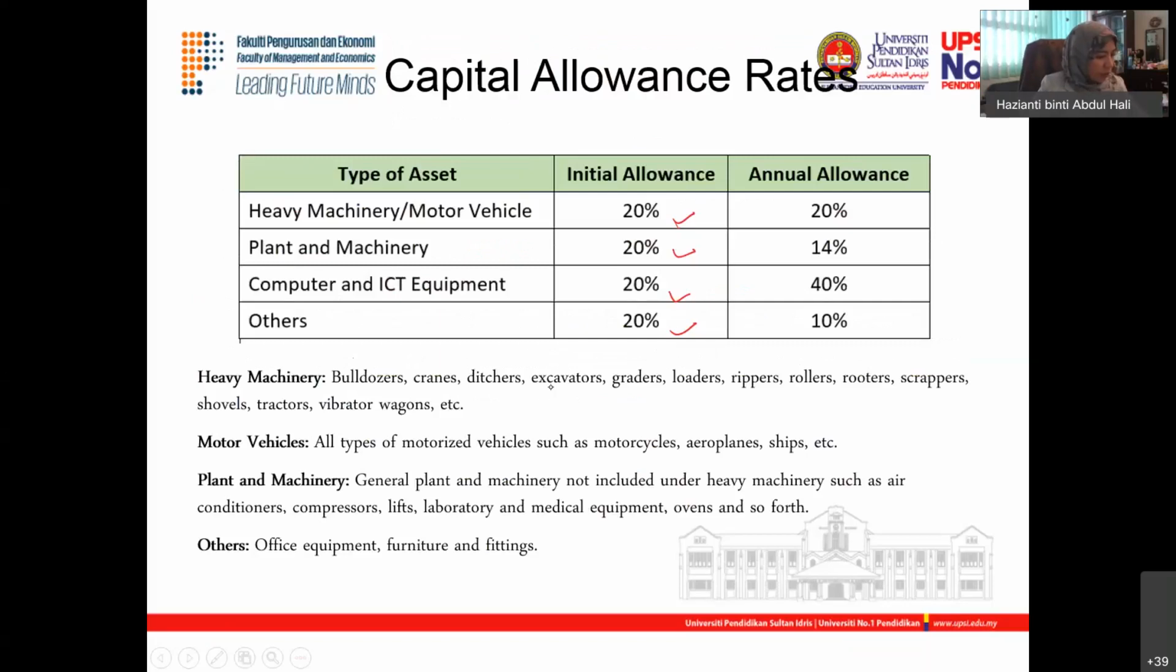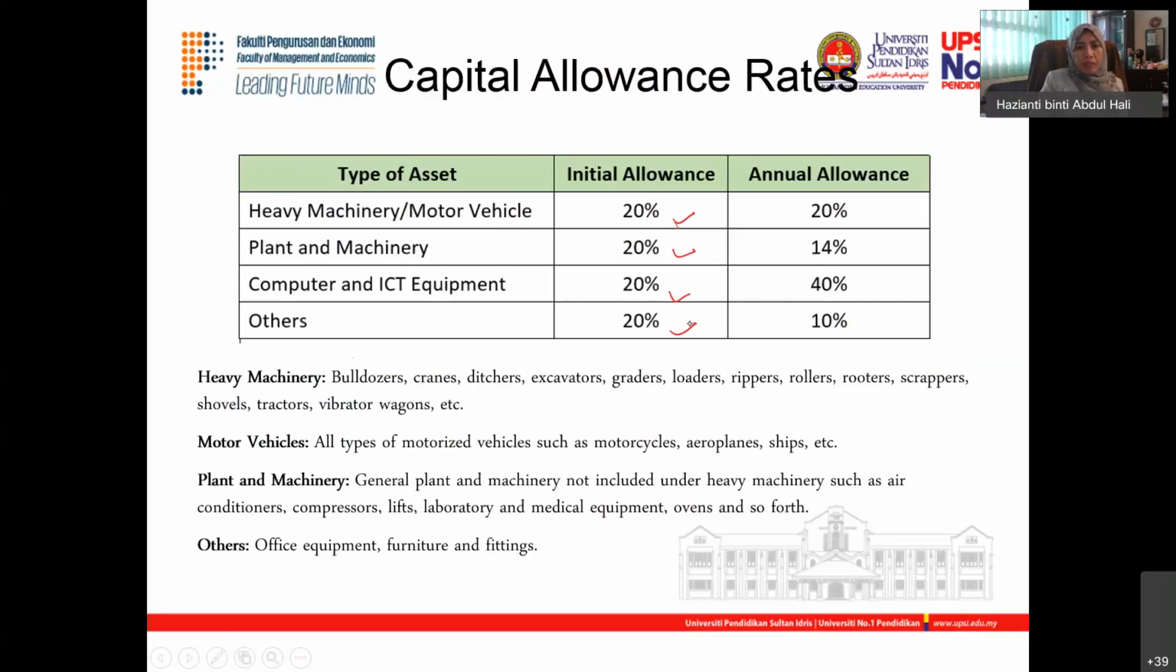Okay, so these are the types of assets. This is the general or standard asset that we commonly meet. Heavy machinery and motor vehicle. So this is the standard rate: initial allowance 20, annual allowance 20. Plant and machinery, what is the difference between heavy machinery and plant and machinery? Look below. Initial allowance 20, annual allowance 14. IT and computer, initial allowance 20, annual allowance 40. Do you see that for assets involved with technology, which usually change quickly, that is why the annual allowance is higher compared to plant and machinery. Plant and machinery can be used for a long time, that is why the annual allowance is only 14%.